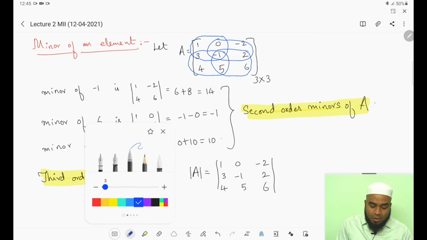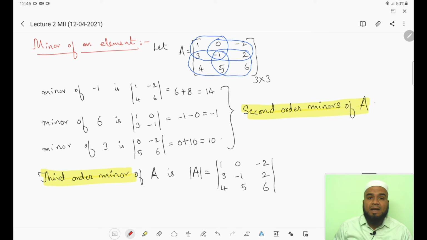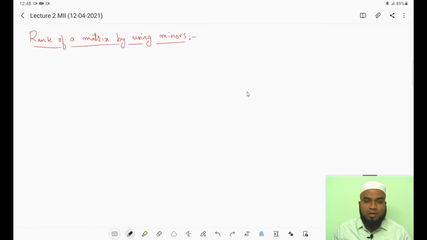So now we are going to define the meaning of rank of a matrix by using minors. Okay, let us see the next topic called rank of a matrix by using minors. This topic is important for 2 marks.